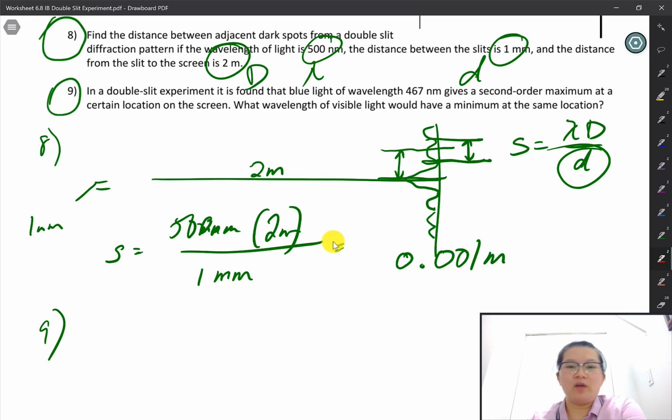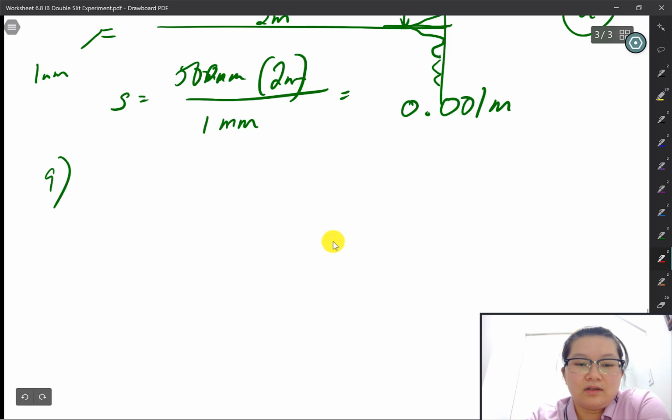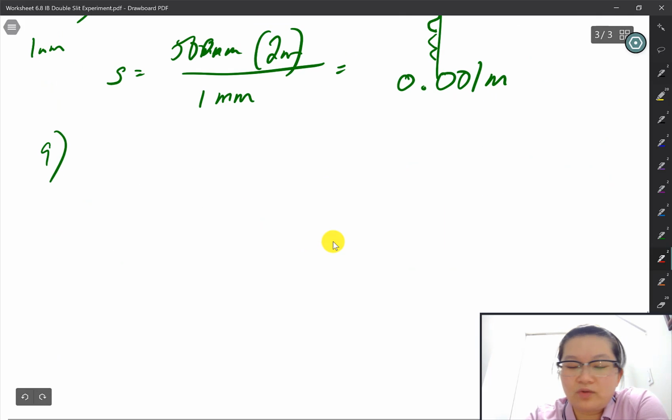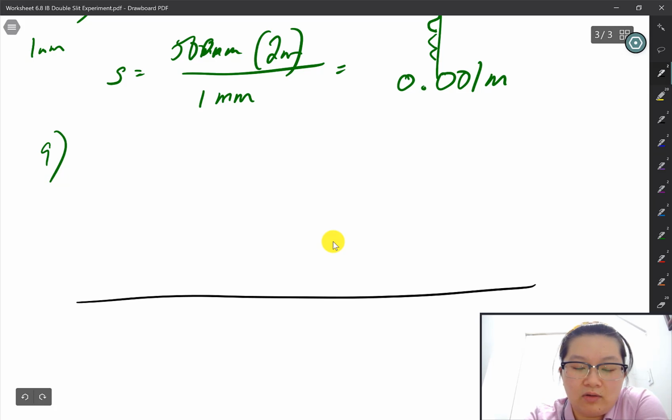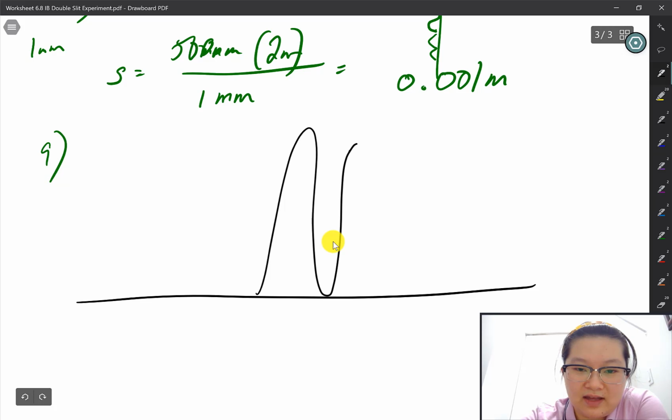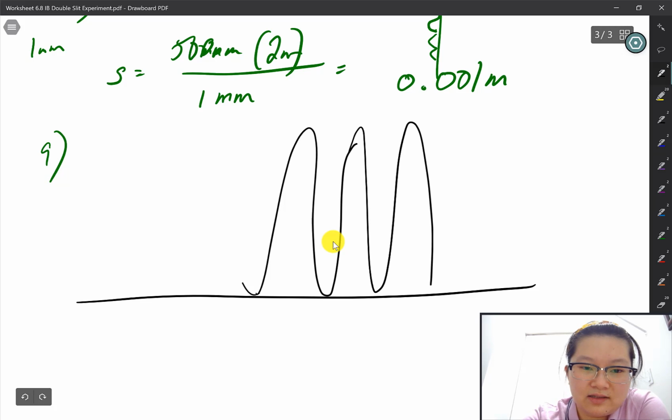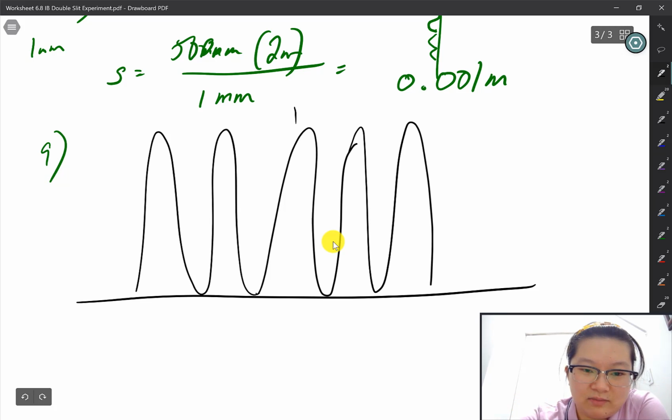So we're going to draw a picture first. Let's draw this one in black. First of all, let's draw the bright fringe in the middle, and then the successive peaks like this. Very ugly. Let's say this is the middle.